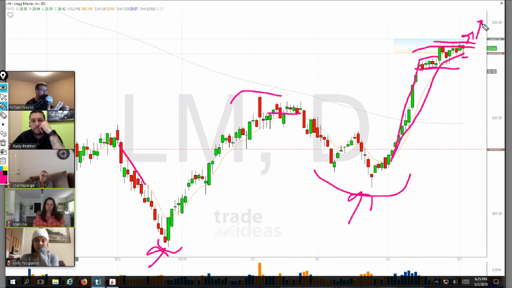What's the trend of this stock? Okay, it's higher. Second, what is the pattern of this stock? Well, we pushed higher and now we're chopping sideways. So that's my flag. And then thirdly, what is this really basic indicator telling me?